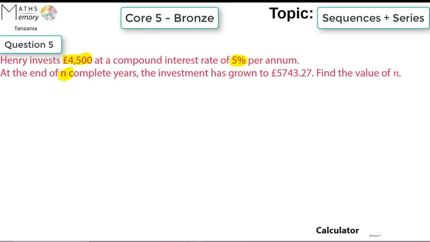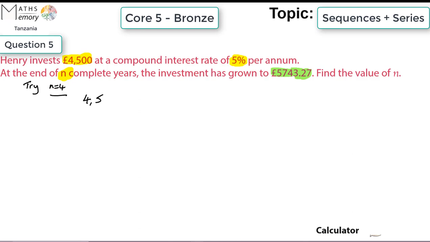We have something else as well in this question. This number here shows how much the investment has grown to at the end of it. So the total capital accumulated at the end of x amount of years is £5,743.27. So let's see what we can do now. This is more of a trial and error question, trying different numbers to get to that final answer. So let's try n is 4 first of all, and let's see what we get with this.